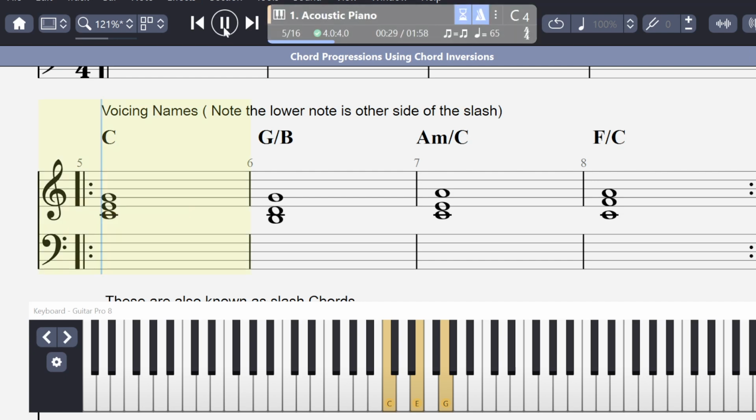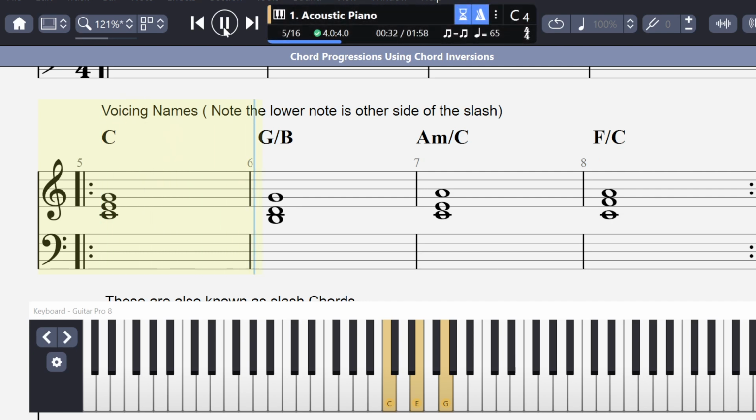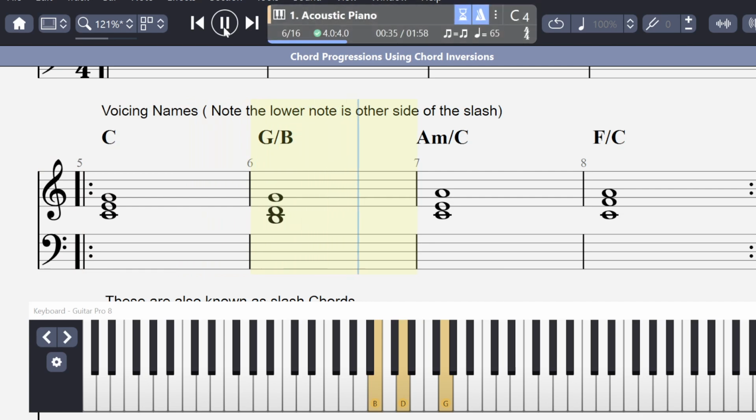This is what that sounds like, which is the same as the one before, so it sounds no different. But notice now the lowest note playing a part in the sound of the chord.